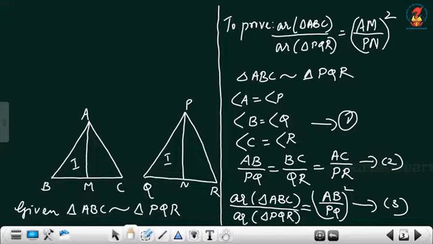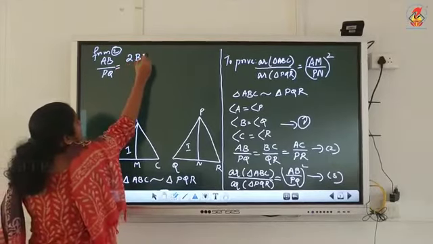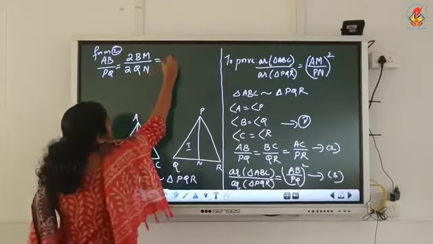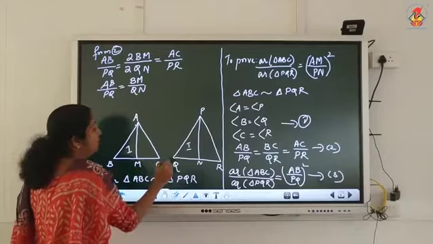For this we are using equation 2. What is given is, from 2 we can write AB by PQ is equal to BC by QR. BC we can write as 2BM because this is the median. So we can write it as 2BM divided by 2QN is equal to AC by PR. So we can write AB by PQ is equal to BM by QN.